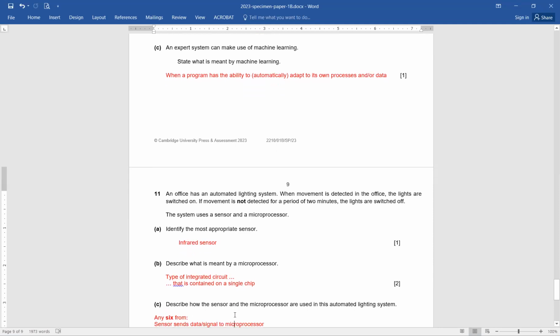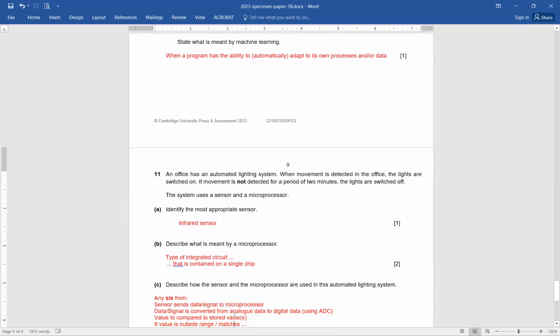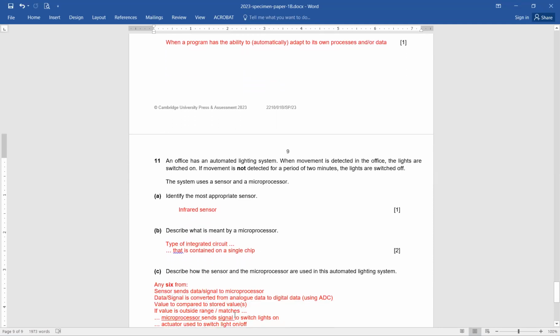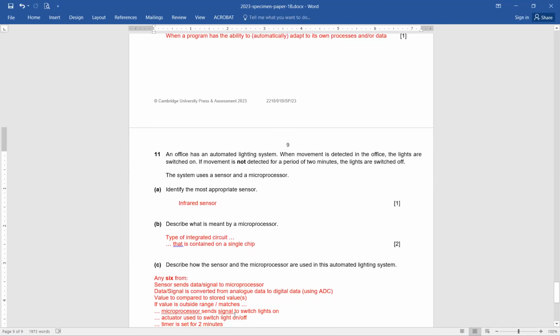Question number 11. An office has an automated lighting system. When movement is detected in the office, the lights are switched on. If movement is not detected for a period of 2 minutes, the lights are switched off. The system uses a sensor and a microprocessor. Identify the most appropriate sensor. So since the word movement is being used here, that is why the most appropriate sensor will be infrared sensor.